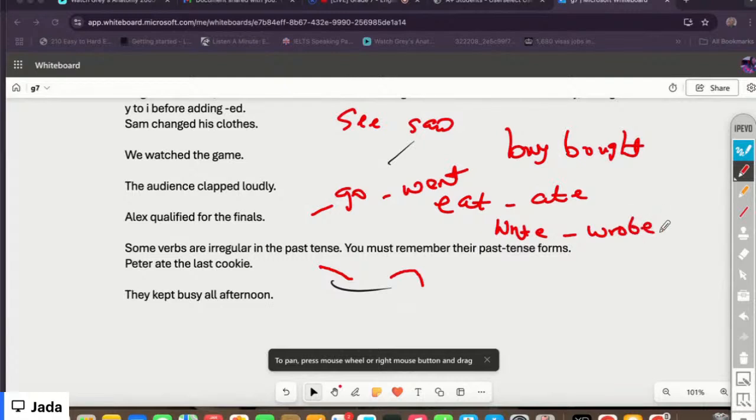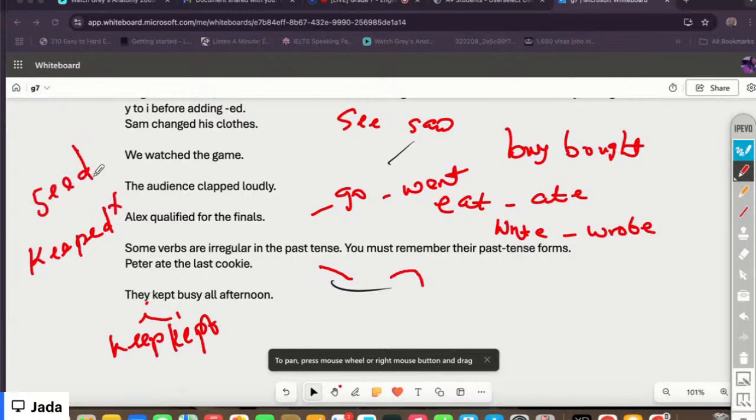Okay, so they kept busy all afternoon. So kept is an irregular past. The present is keep. So keep, kept. You cannot say keeped, with ed. That is very wrong. Okay, you cannot say seed. Now, seed is a different word, but if you mean seeing someone, you cannot say seed in past tense. That's wrong.